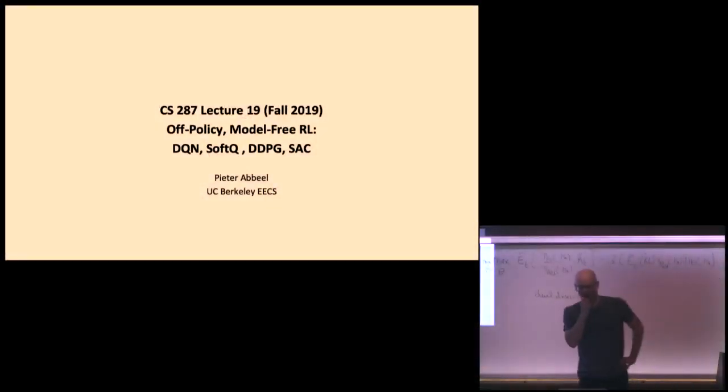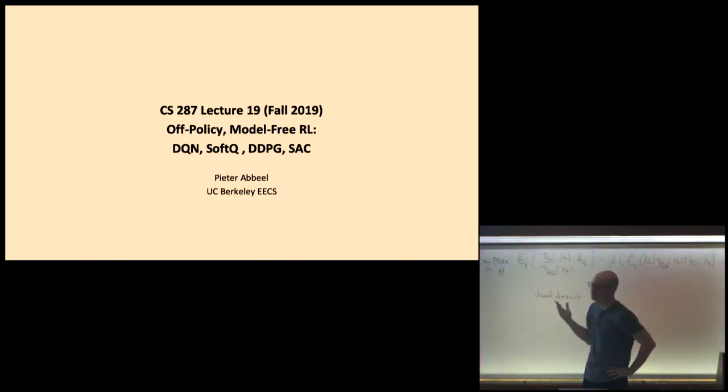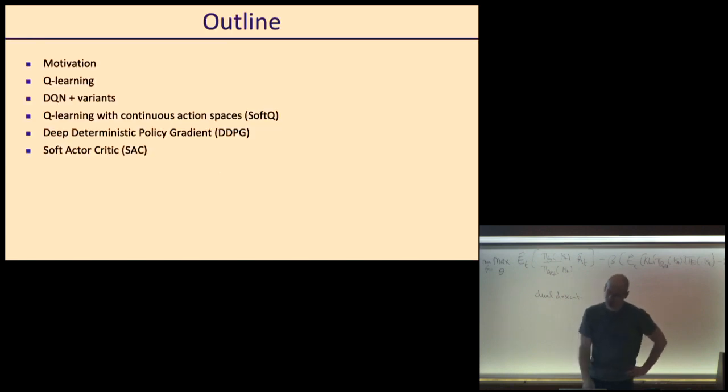So let's take a look at another class of methods, which is off-policy methods. Within off-policy, there'll be two types: Q-learning and Q-based policy gradients, or Q-based actor-critic, whatever you want to call it. So this is the outline, and we'll probably get through the first 3 bullet points today, and then we'll do the next 3 on Thursday, and wrap up RL on Thursday with also some model-based RL.